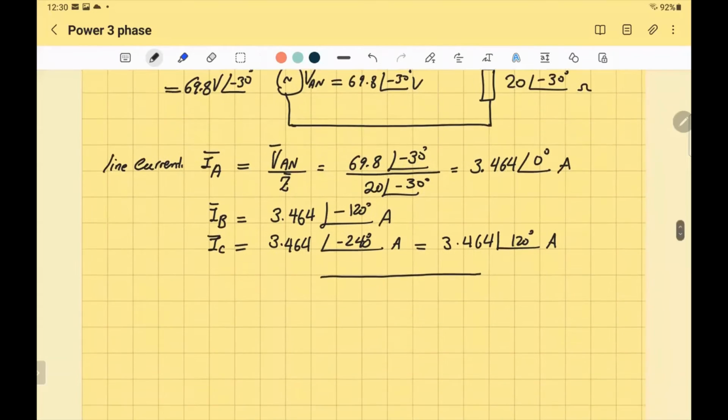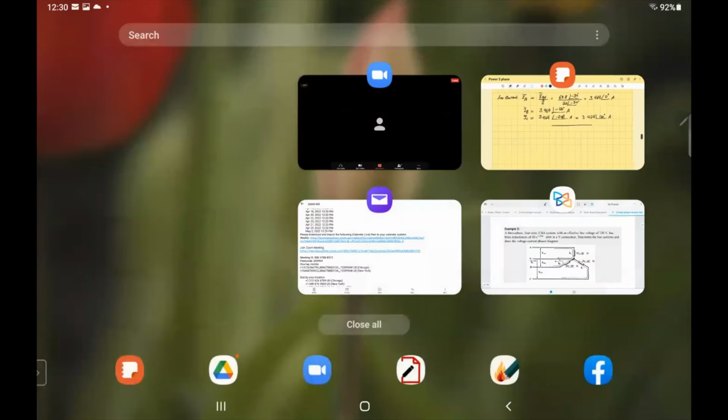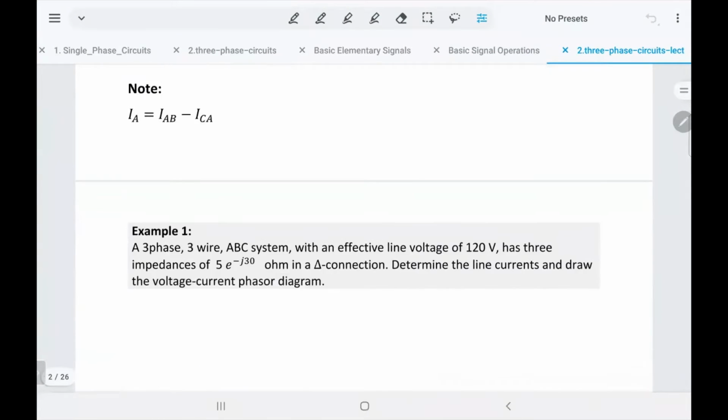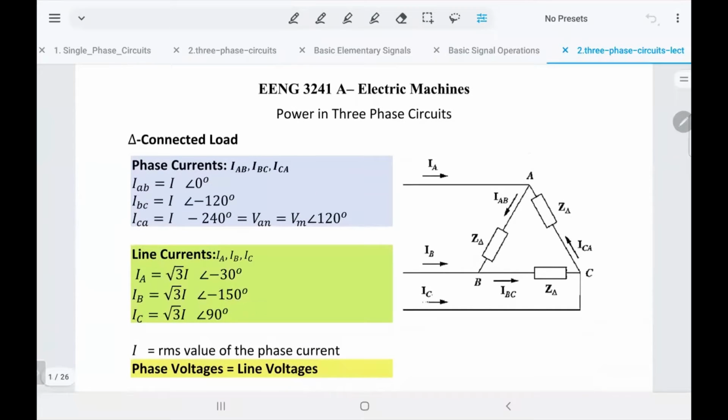So it looks like you guys are excited about delta. All right, let's see the delta. This is delta, but this is the load. Let's see first what happens if you have the source connected in delta.